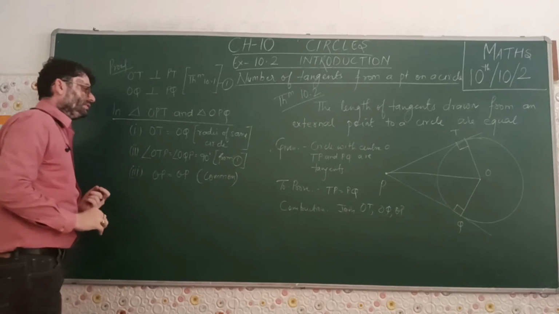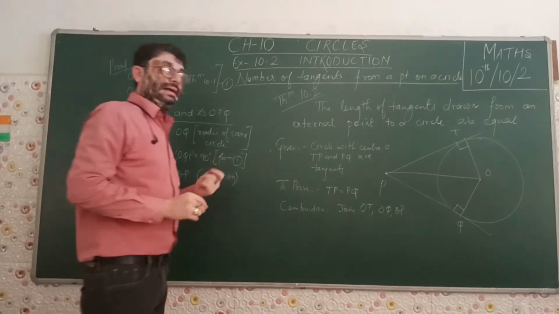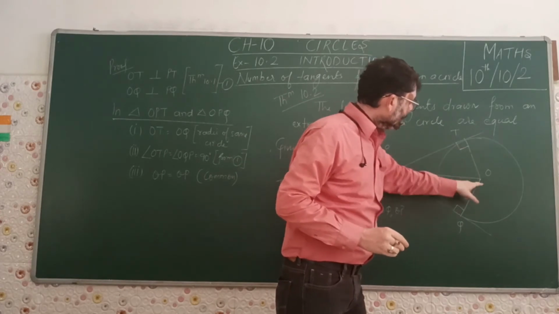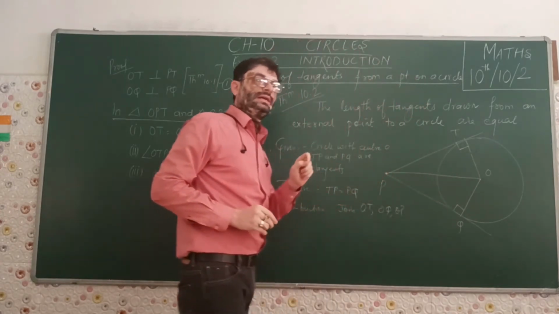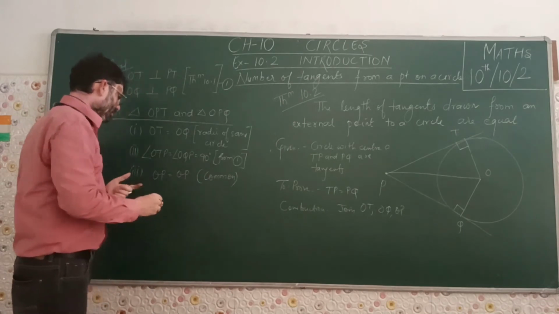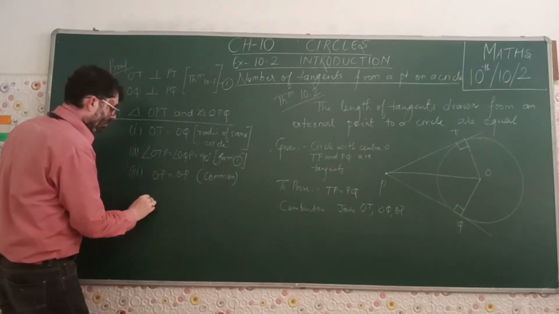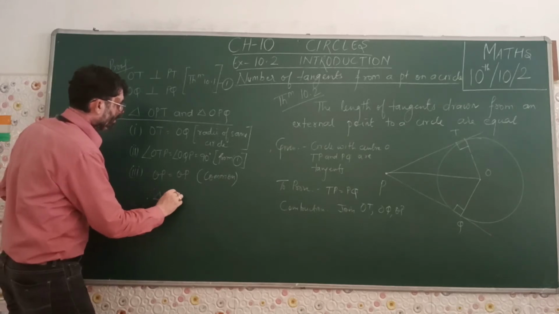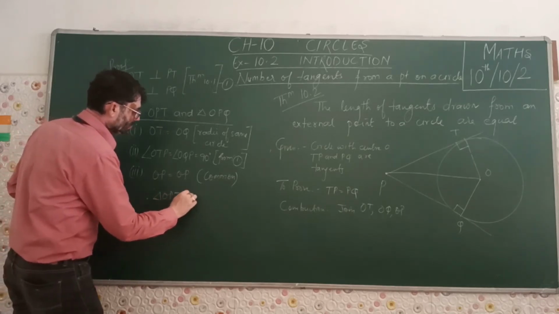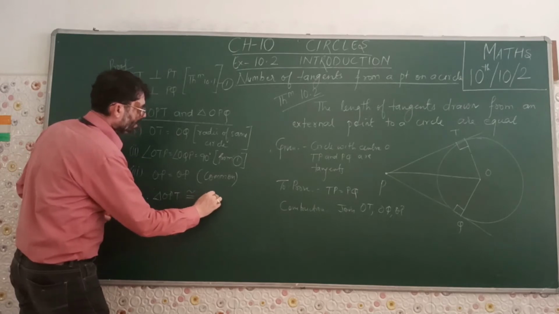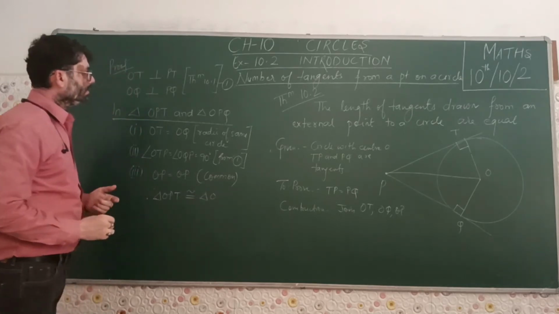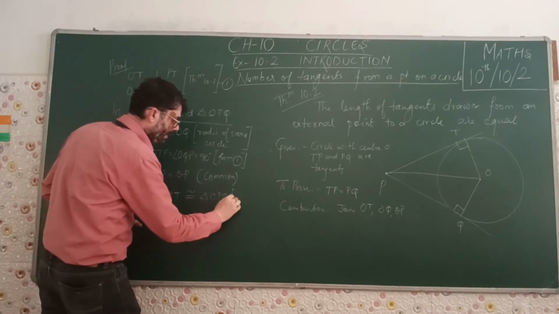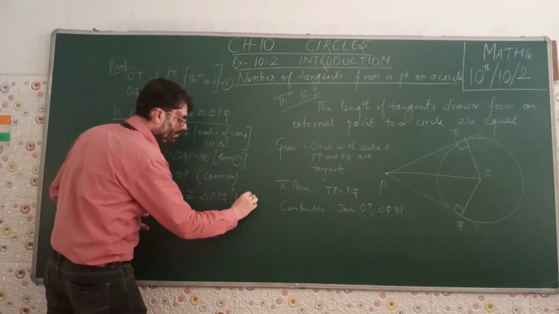Now we have got three things. Which rule is applied? Let us see. This is one side, this is right angle, and this one is hypotenuse. So we can say by RHS rule, the triangles are congruent. So therefore we can say triangle OPT is congruent to triangle OPQ by RHS rule.